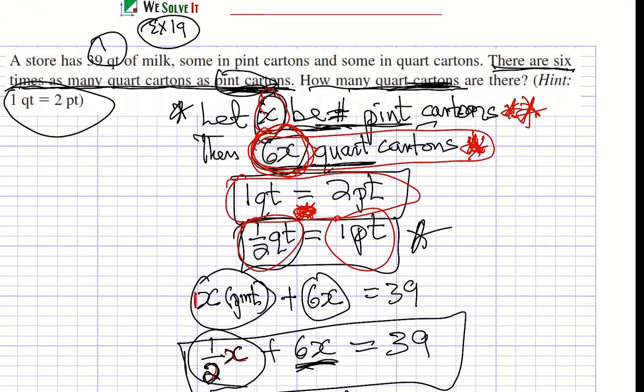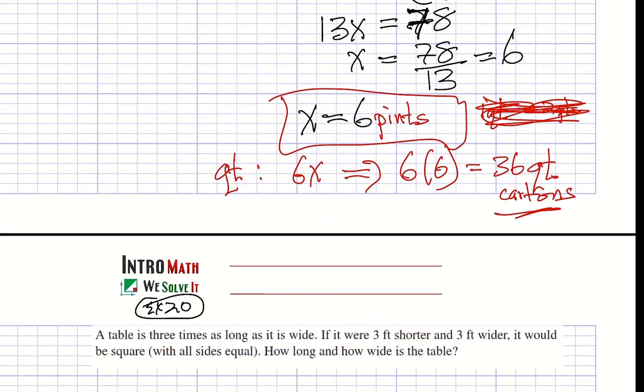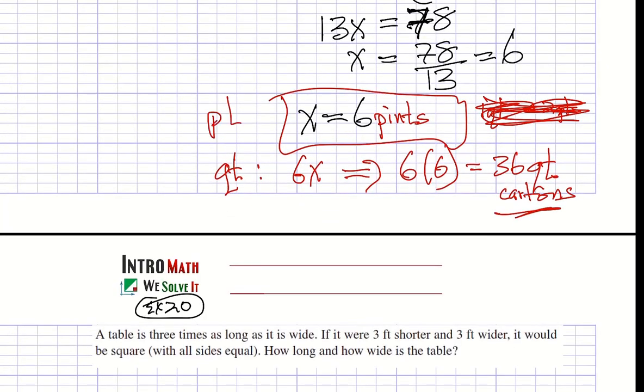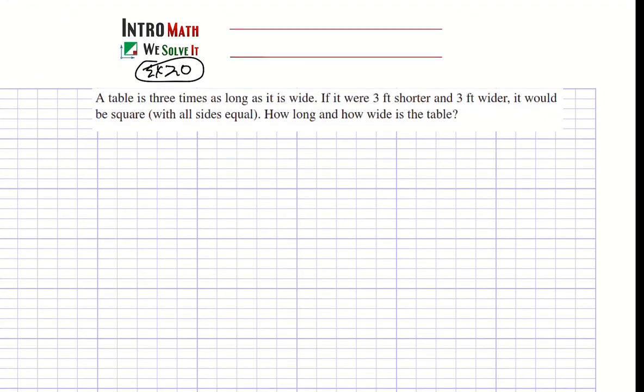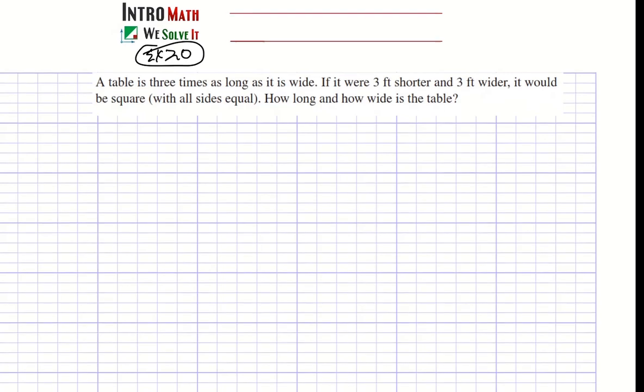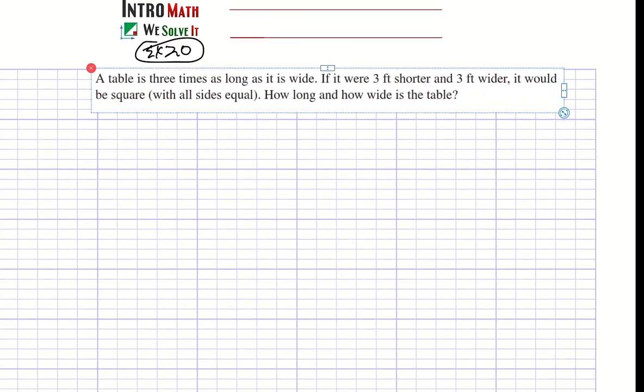Once you get x, then you find the quart. This is pint. Once you get x, then you do like we normally do. So I'm sorry about that. That problem is a little confusing. Let's move on to the last one, that way we can conclude this stuff.